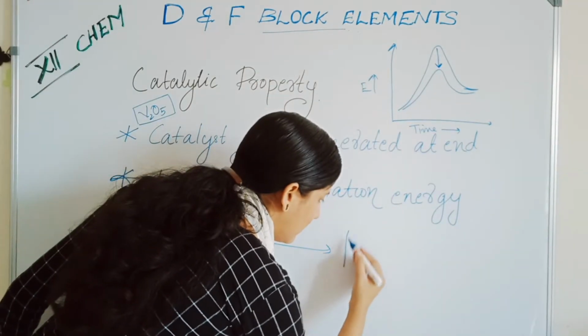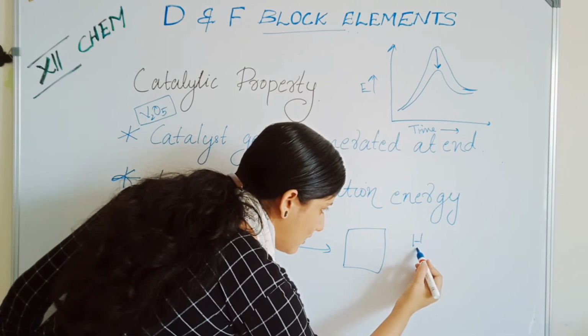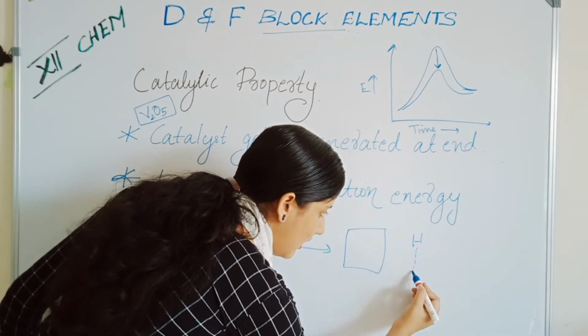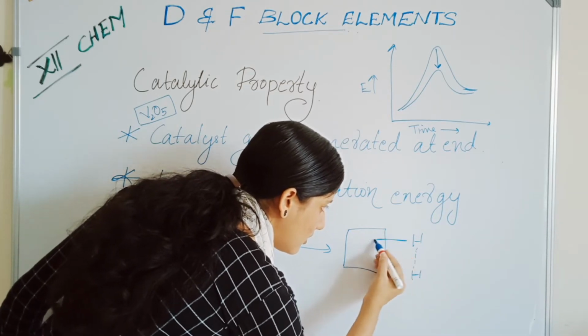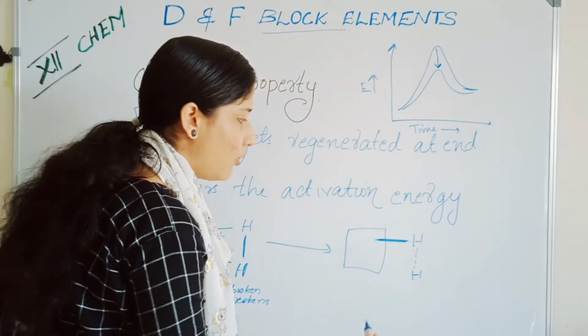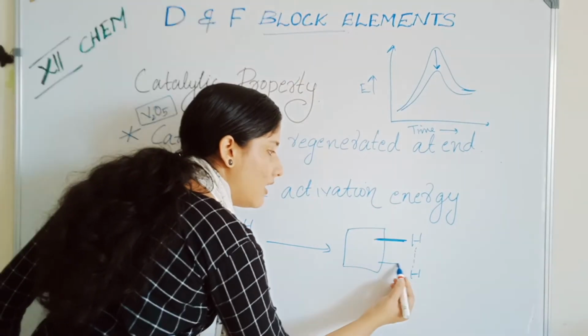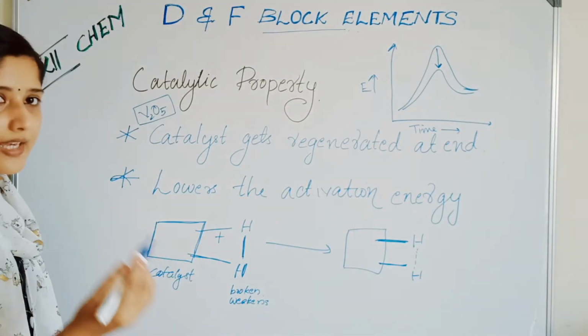That means you can see this is a reacting molecule. The bond between the reacting molecules gets weakened, and there occurs a strong bond between the atoms of the reacting molecule and the atoms of the catalyst. This is how a catalyst acts.